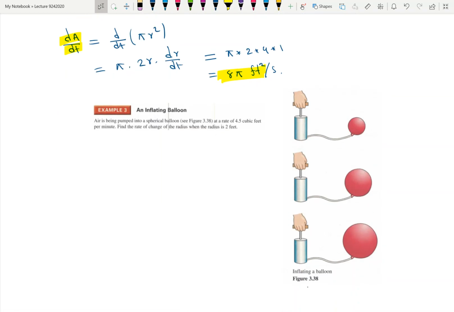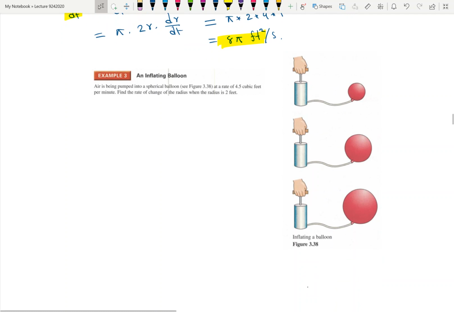Now discuss this problem. So an inflating balloon: air is pumped into a spherical balloon in this figure at a rate of 4.5 cubic feet per minute. Find the rate of change of the radius when the radius is 2 feet.